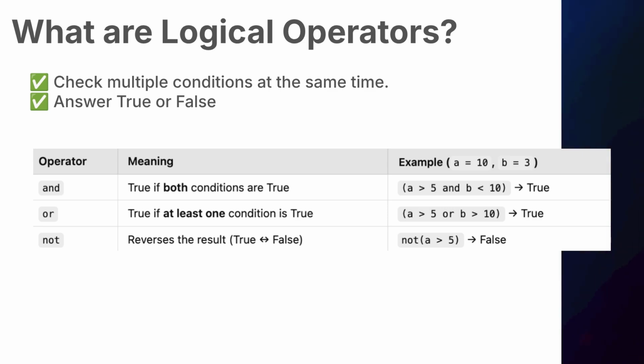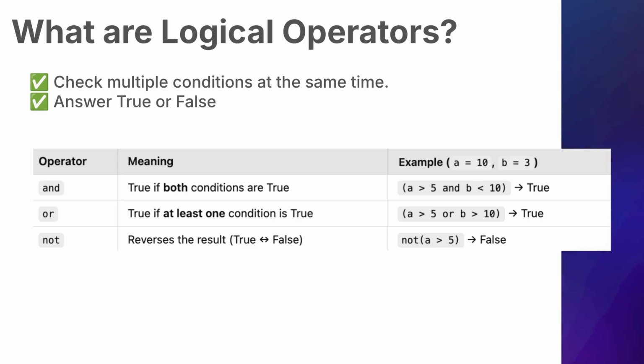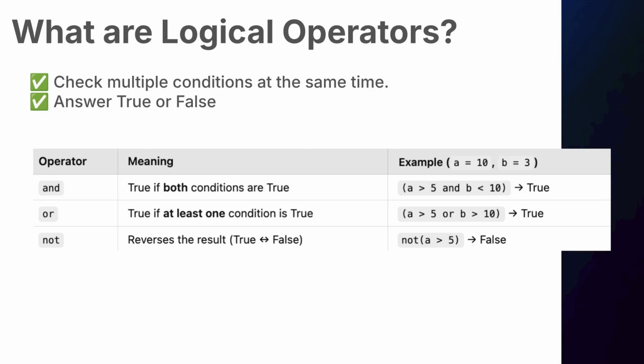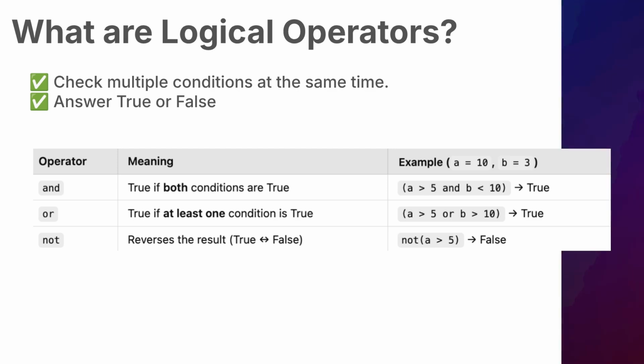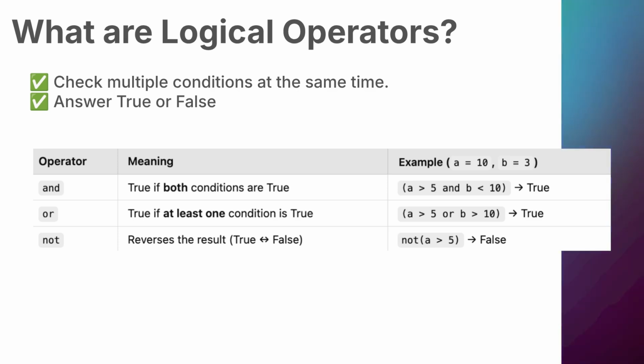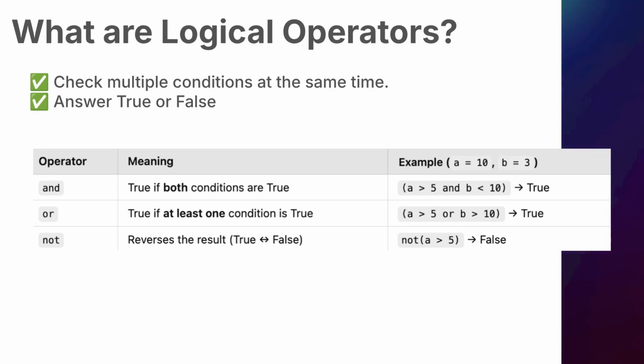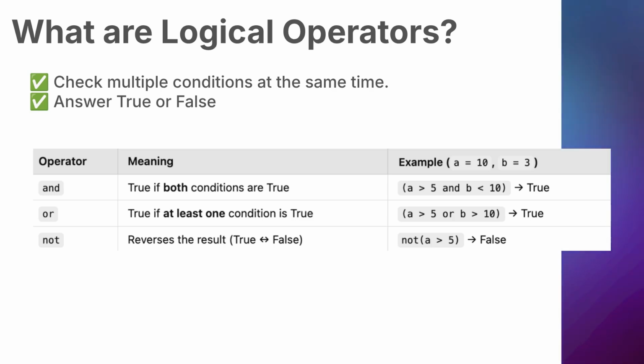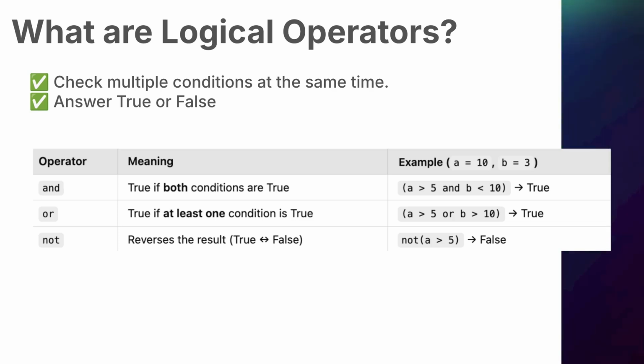First, and: both conditions must be true. The condition is a greater than 5 and b less than 10? Both are true, so the output is true. If one is false, the answer is false. Next, or: at least one condition must be true. The example says, is a greater than 5 or b greater than 10? a greater than 5 is true, so the answer is true. Next, not reverses the condition. The example says it's false, because a greater than 5 is true, but not makes it false.